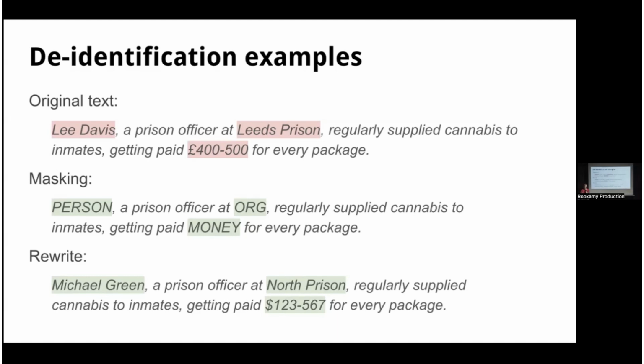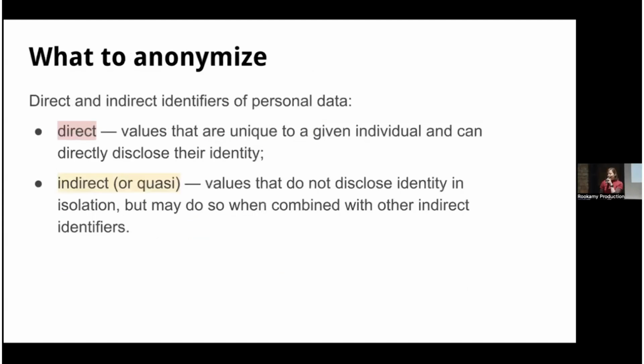Okay, so hope the concepts are clear now. The question arises, but what to anonymize? How do we know what is sensitive and what is not sensitive, what is personal data, what is not personal data? In the domain of anonymization, we differentiate between direct and indirect identifiers. Direct identifiers are unique to a given individual, and they disclose their identity. It's like your email or your full name, if it's unique enough, if it's not John Smith, it can identify you, or your passport number.